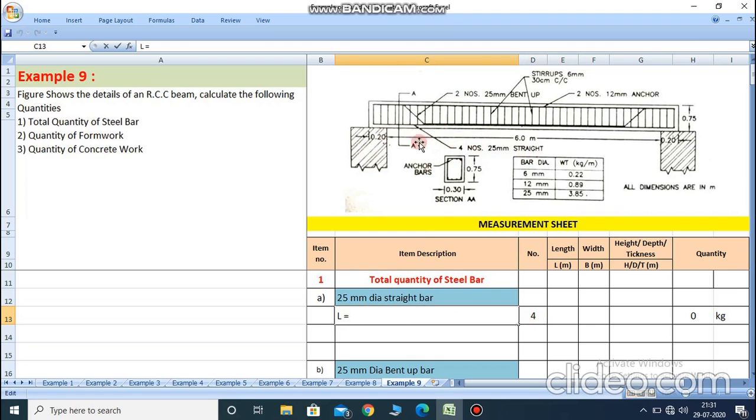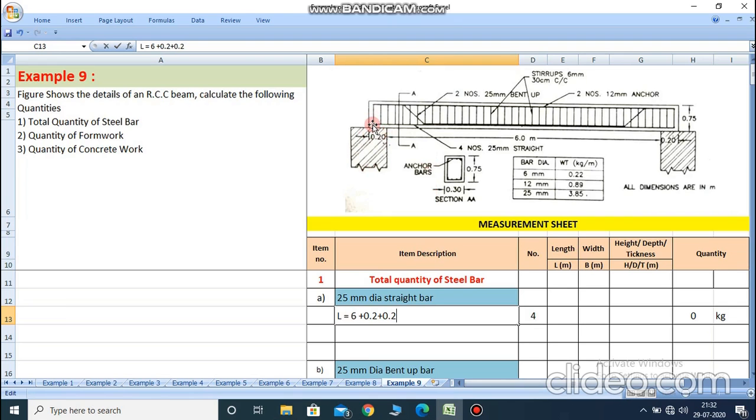For finding out the length of the bar, the distance between the two walls is given. See my cursor point. This distance is given as 6 meter, wall to wall, internal to internal distance. And 20 centimeter on both sides, left and right, supported length is given. So here total length is 6 plus 0.2 plus 0.2. Clear? So here total length is 6.4.